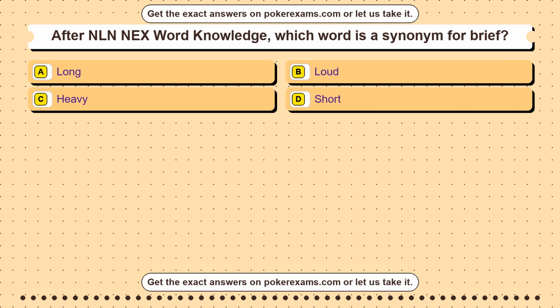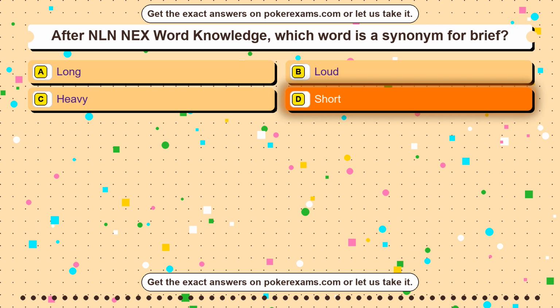Question 46. After NLN NEX Word Knowledge, which word is a synonym for brief? Option A long. Option B loud. Option C heavy. Option D short. The correct answer is option D.